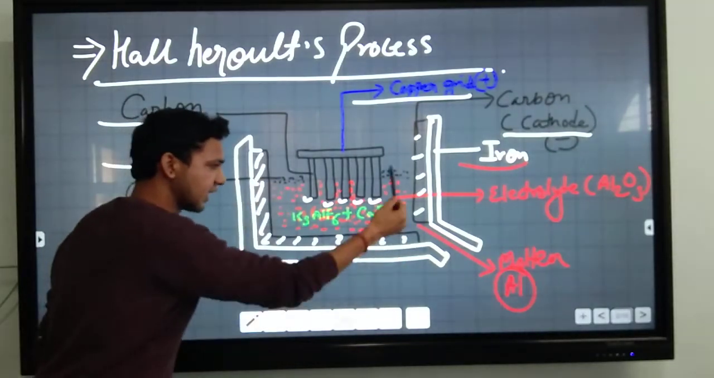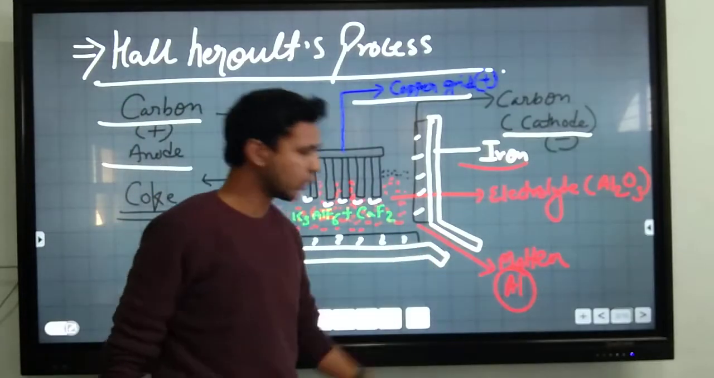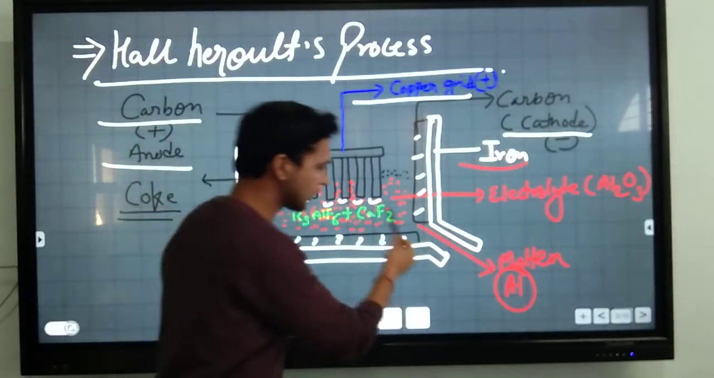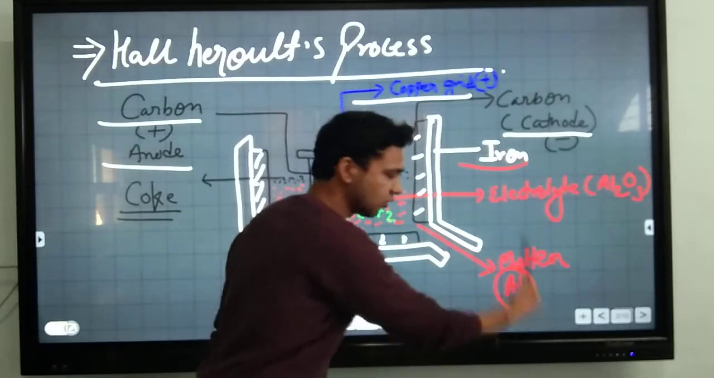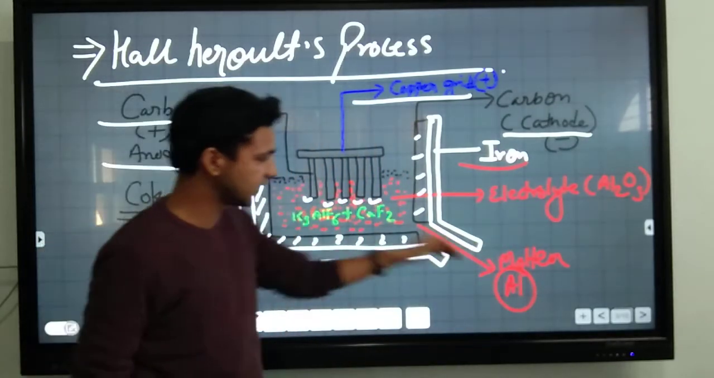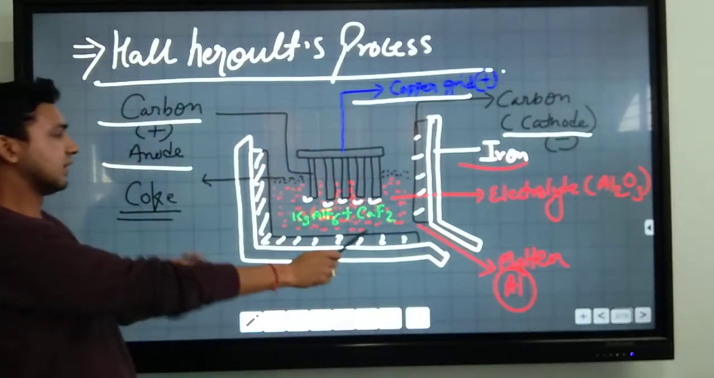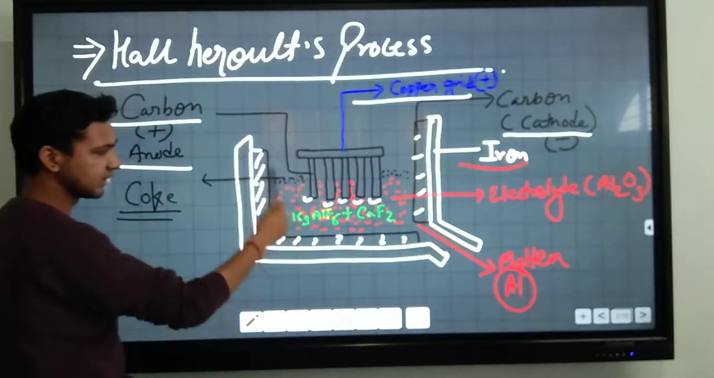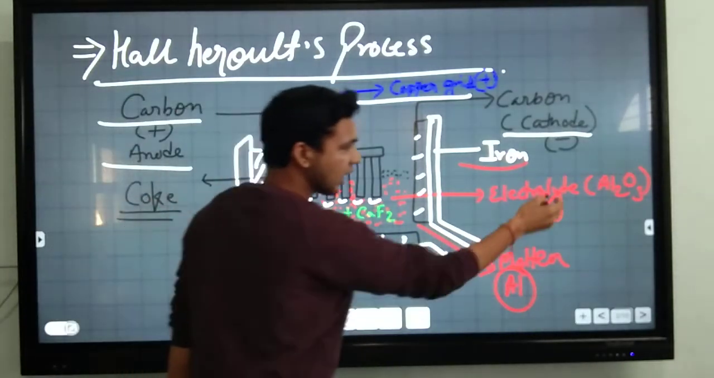Inside this furnace, we are also providing a way. This is the outlet. This outlet helps to pass out the large amount of aluminium when aluminium is generated here, and it passes through this outlet. And inside this furnace, there is a mixture of electrolyte.